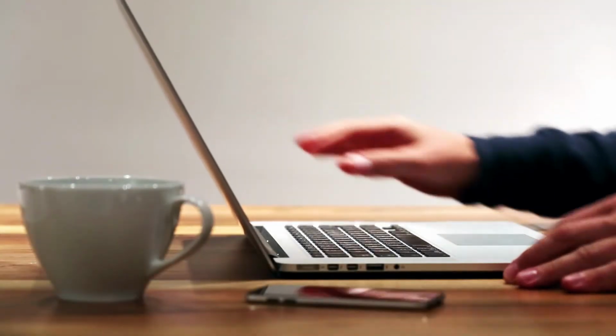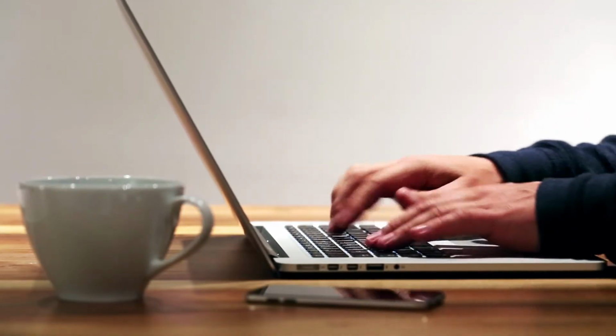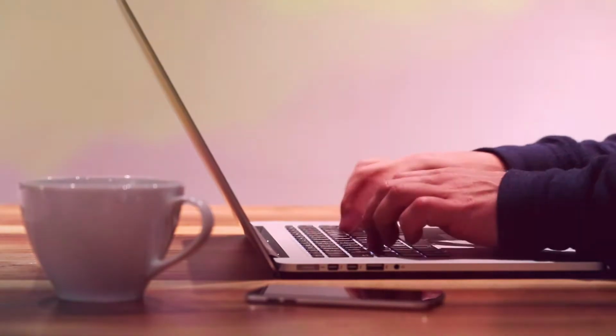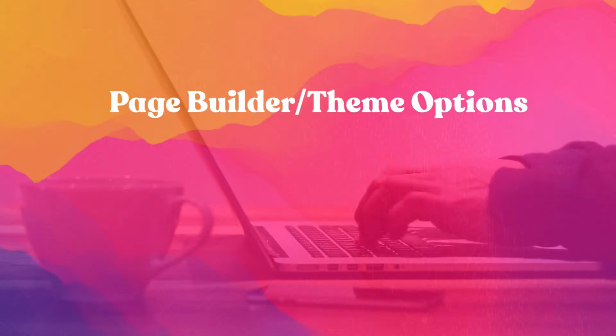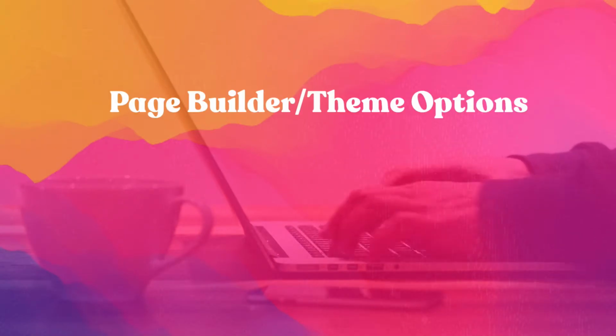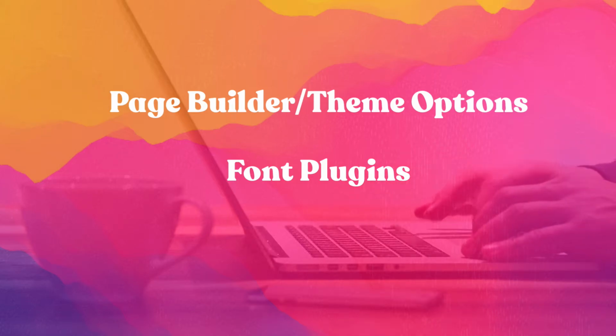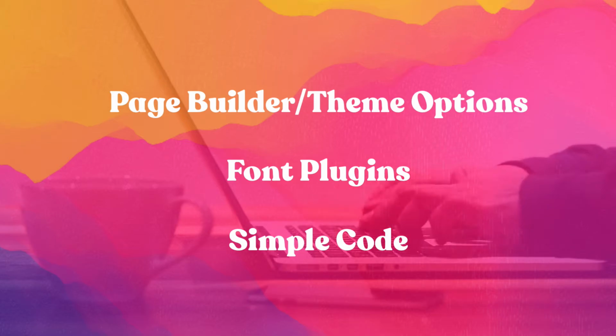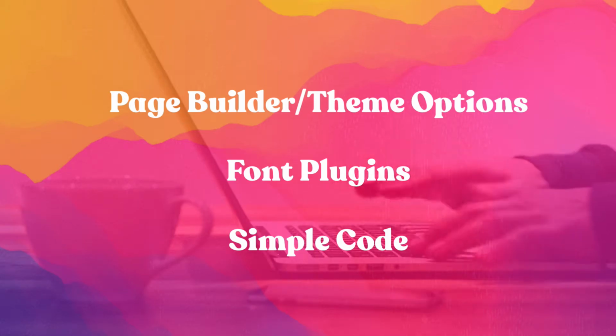There are many ways to change fonts in WordPress, and you don't have to know how to code in order to do it. We'll take a look at 3 ways we handle this for our clients here at WP Buffs: using the Page Builder or Theme's font options, using a WordPress font plugin, or if you're comfortable accessing and editing code, you can also add new custom fonts through simple coding.